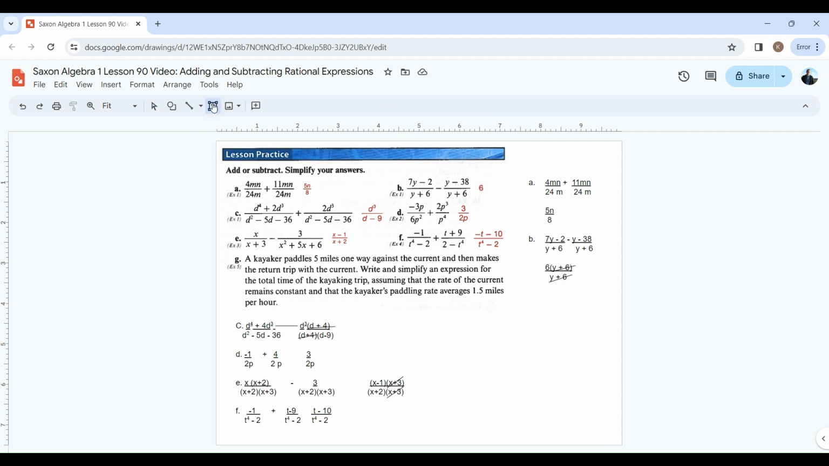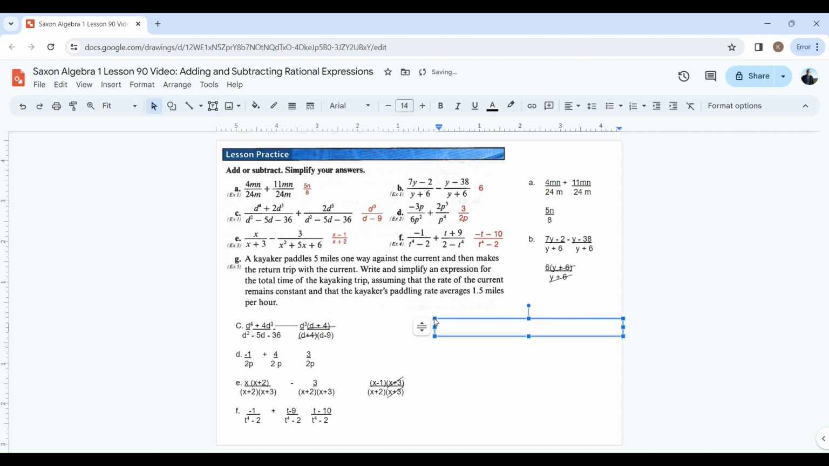A kayaker paddles 5 miles one way against the current and then makes the return trip with the current. Write and simplify an expression for the total time of the kayaking trip, assuming the rate of the current remains constant and that the kayaker's paddling averages 1.5 miles per hour.